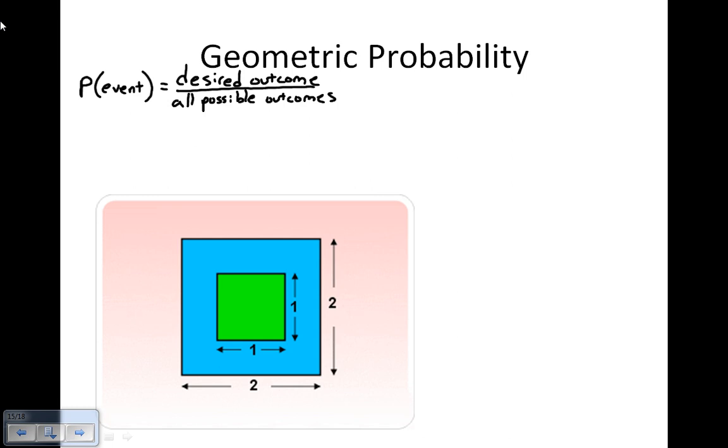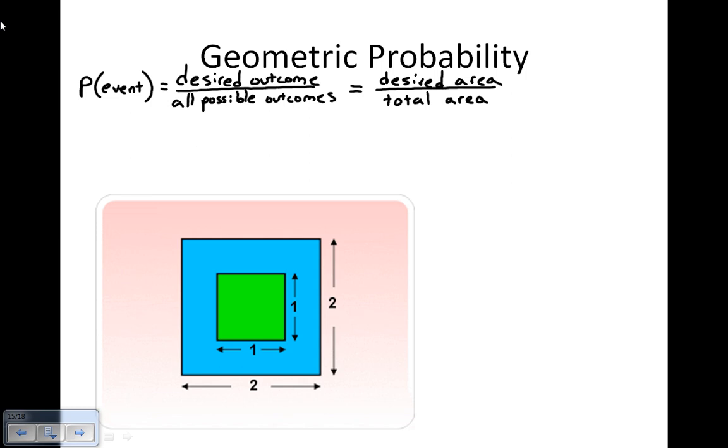So for geometric probability, it's going to deal with area. So in this case, we want to know the probability that it hits a desired area versus the total area. And you have to think that you are shooting randomly at whatever your object is. Or imagine raindrops falling on your object.